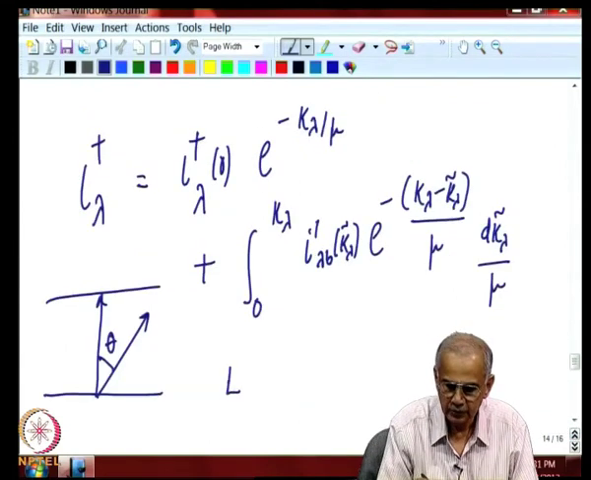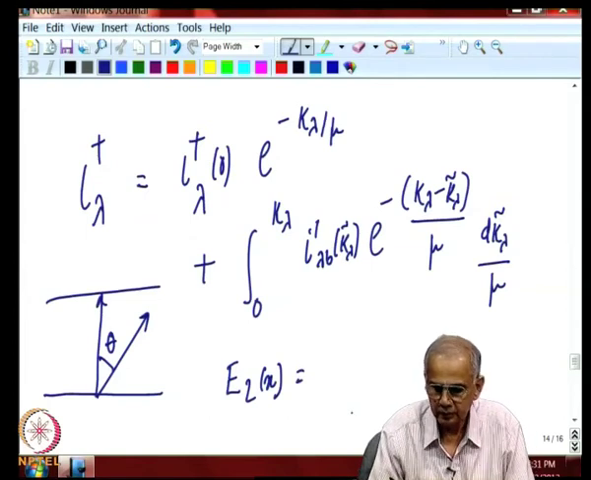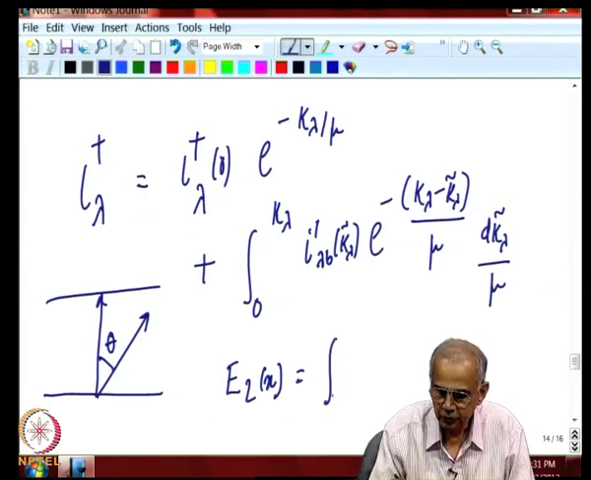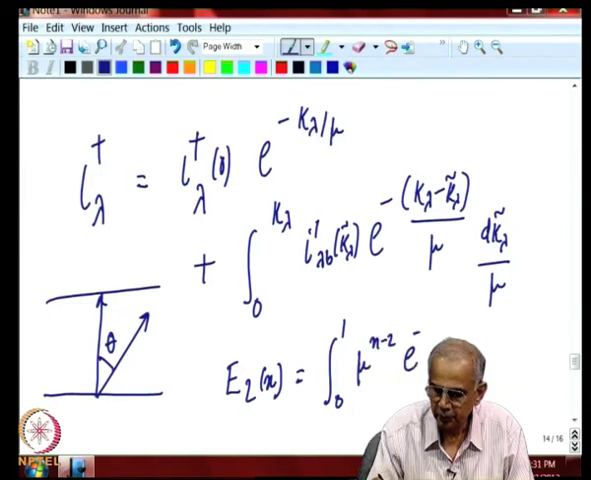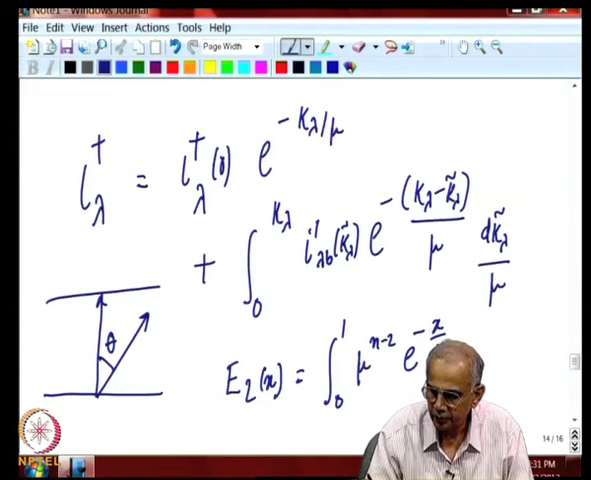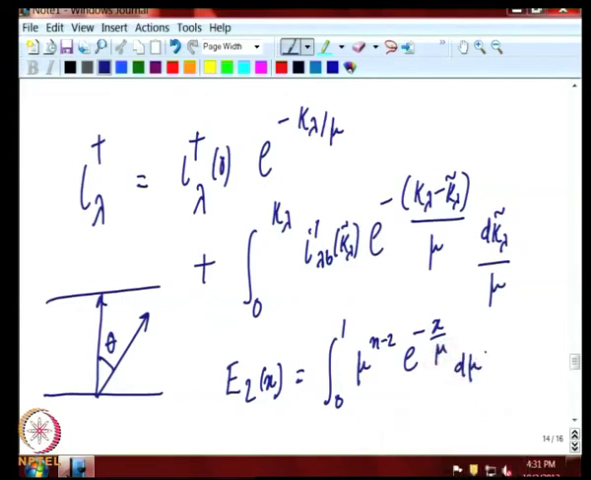Let me define here. What is E2 of x? Nothing but 0 to 1 mu to the power of n minus 2 e to the power of minus x by mu d mu. So, this is E n of x.